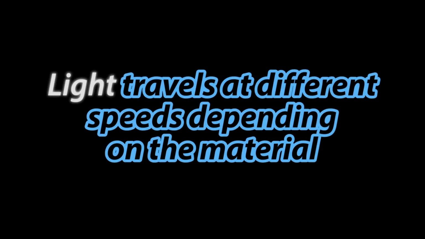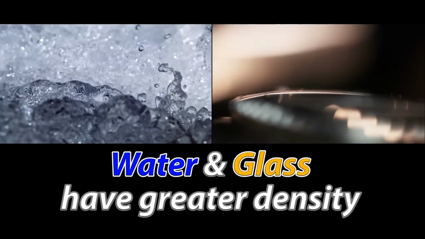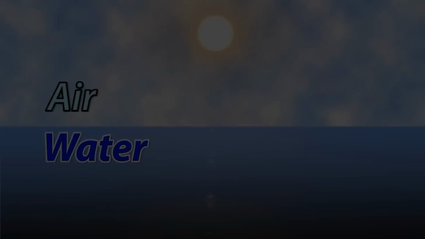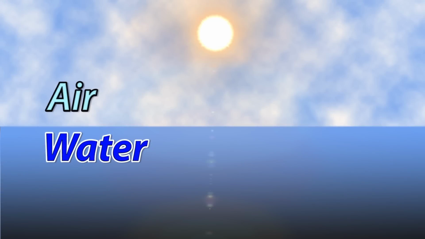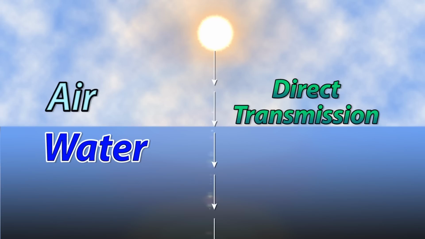It is very important to note that light travels at different speeds when moving through different materials. For example, light travels much more quickly through air than it does through water or glass because water and glass are much more dense. Now, if a photon travels from one medium into another at a perfectly straight 90-degree angle, it will go through that new medium in a perfectly straight line. This is called direct transmission.